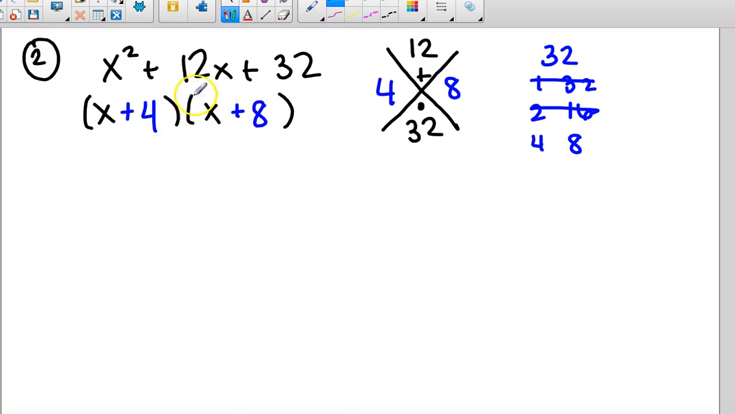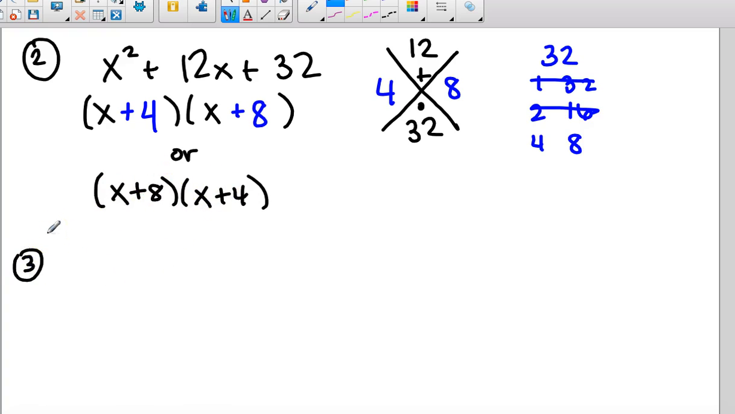Okay. Keep in mind you can put these in the other order, so I can write it as x plus 8 first, or I can have the x plus 4 first. Because remember, multiplication, order does not matter. So it doesn't matter which order you put the parentheses. Okay. All right, let's try that again, and then I'll have you try a couple on your own.